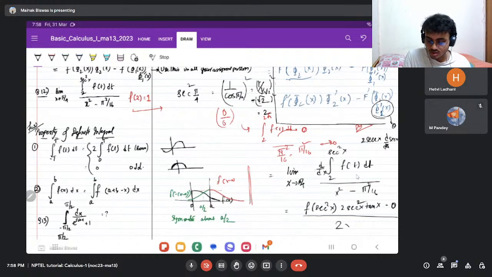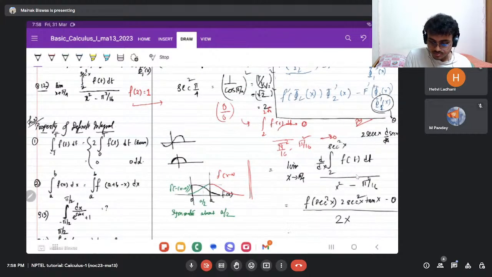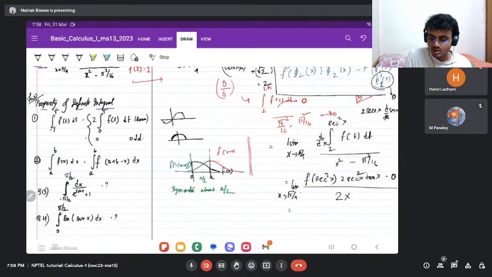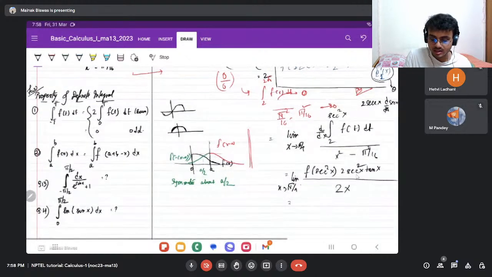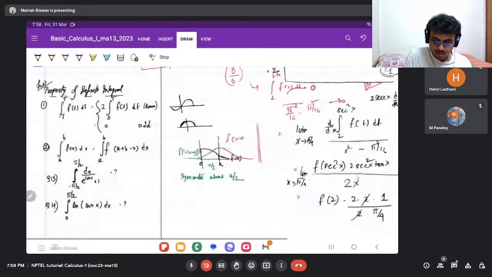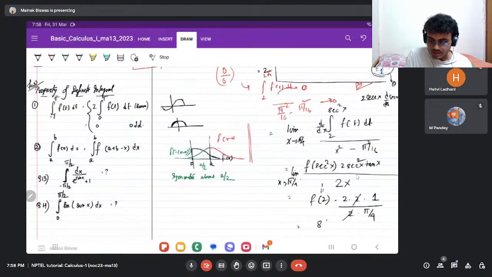This is another use of Newton-Leibniz. So now you put limit pi by 4, you see. What do you see? Now all the points are non-zero by 0, all are real values. Agreed? f of 2 into 2 into 2 into tan pi by 4 is 1 by 2 into pi by 4, right? This we said is 1. So this is 8 by pi. Was the Newton-Leibniz theorem useful? I hope it is. You can use it everywhere.